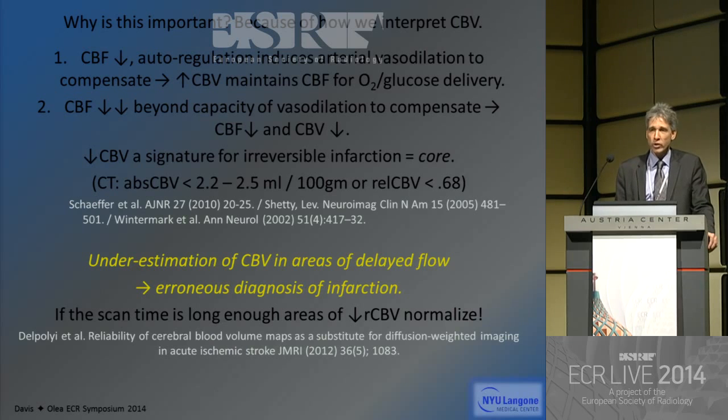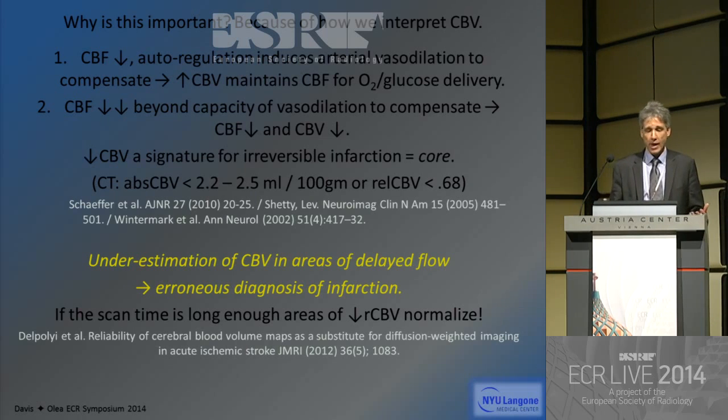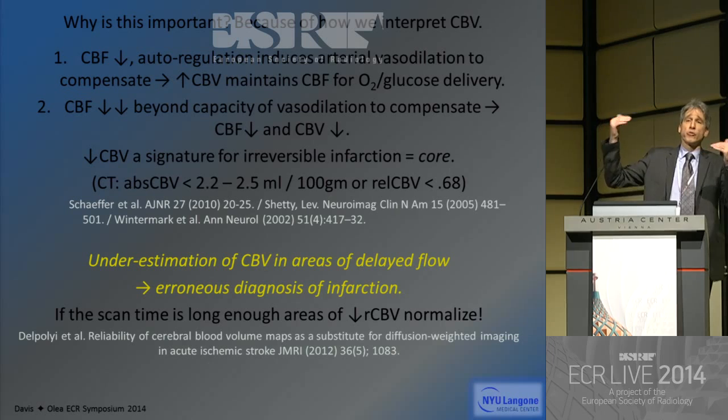So why is this important? It's because of how we think about cerebral blood volume. The common paradigm that people work with is that as cerebral blood flow decreases, autoregulation kicks in, causes vasodilatation, and that increases cerebral blood volume to maintain your cerebral blood flow so you have adequate delivery of oxygen and metabolites. And then as cerebral blood flow continues to decrease, it drops below the ability of autoregulation and vasodilatation to compensate, so cerebral blood flow starts to fall off. You can no longer compensate.